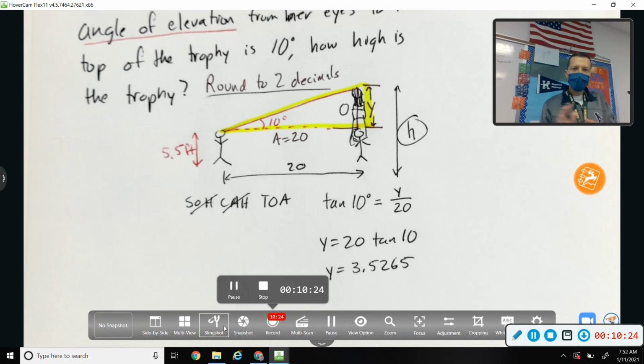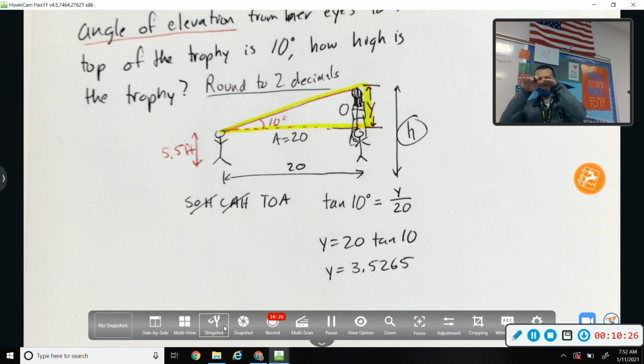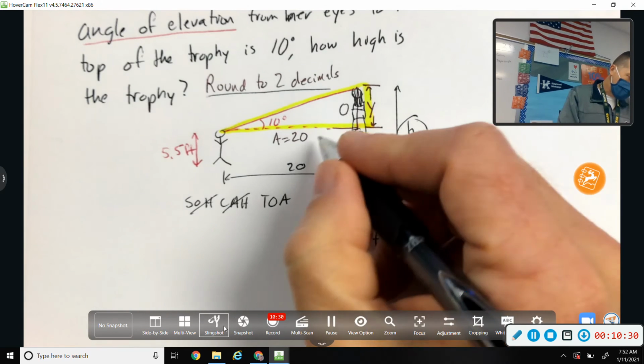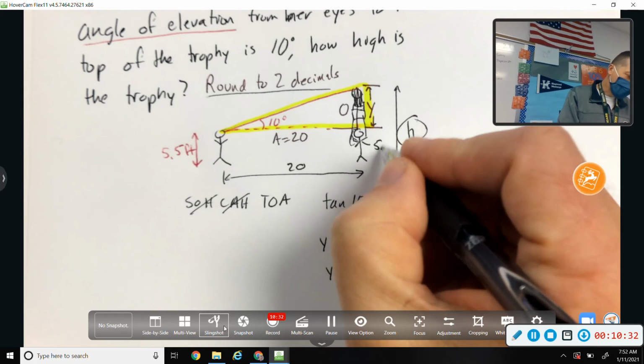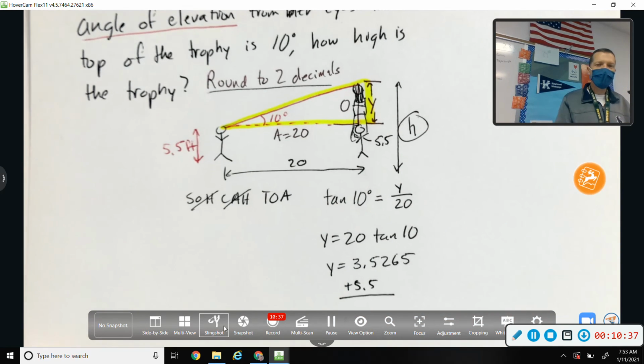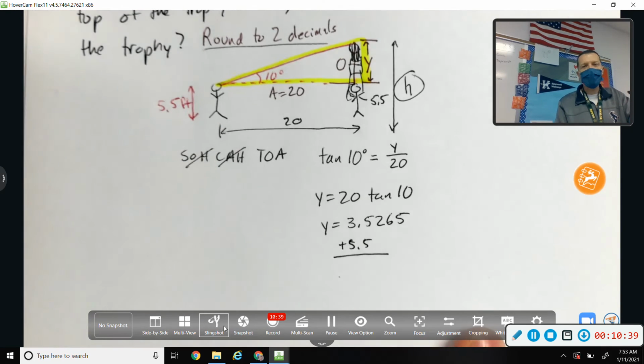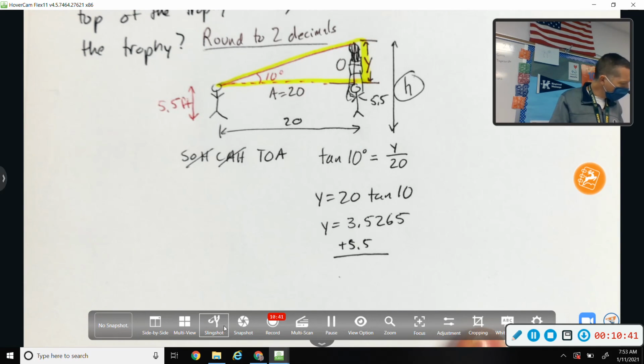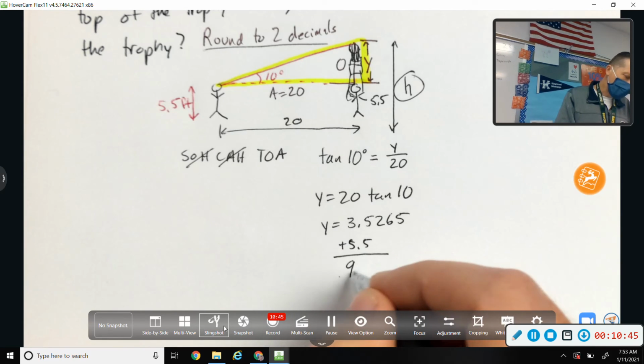But that's not my final answer. That's how far above her vision the trophy is. So her eyes are at 5.5, so I need to add 5.5 to that to get how high up in the air this trophy is. So plus 5.5 is 9.03 feet.